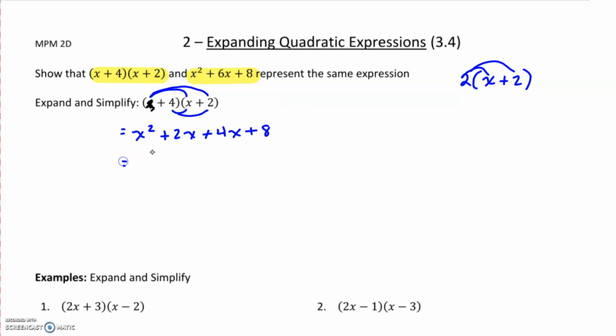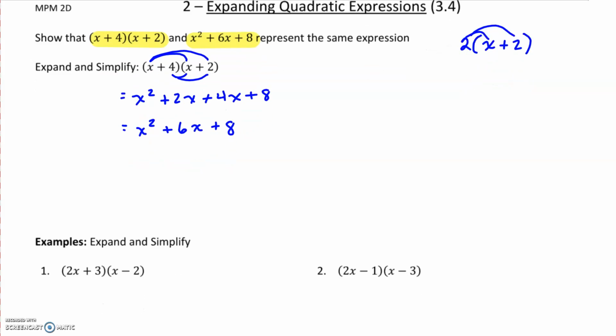All right, and you can see here we have like terms in the middle, so I'll collect like terms and I'll end up having x squared plus 6x plus 8. And that is how we show that the two are equal. All right, so let's look at some examples.